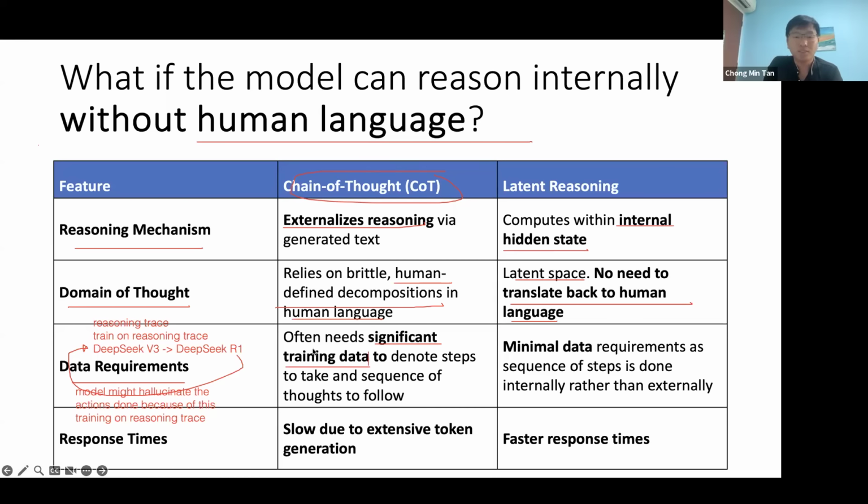Because you need to train with significant data to say what steps to follow, what thoughts to follow. You want to automate this process, you incur the bootstrap error. You might bootstrap wrongly. So what if you can train the reasoning without chain of thought, and that is latent reasoning. Typically, as I showed just now, you just take the input grid, and then you compare to the output grid. And then, from there, you can take the intermediate grid, and then you compare to the output grid. You can do that for every single time step.